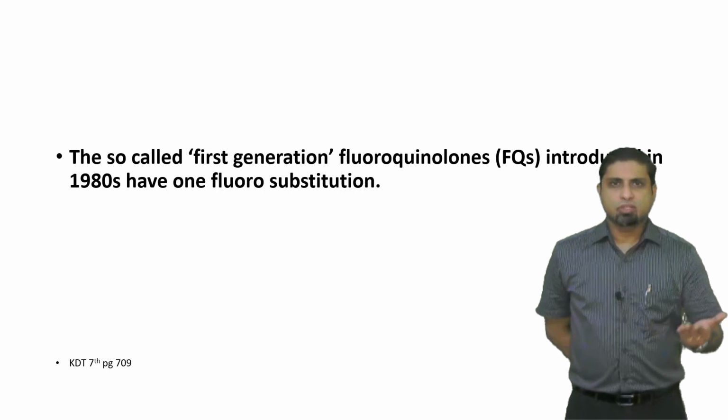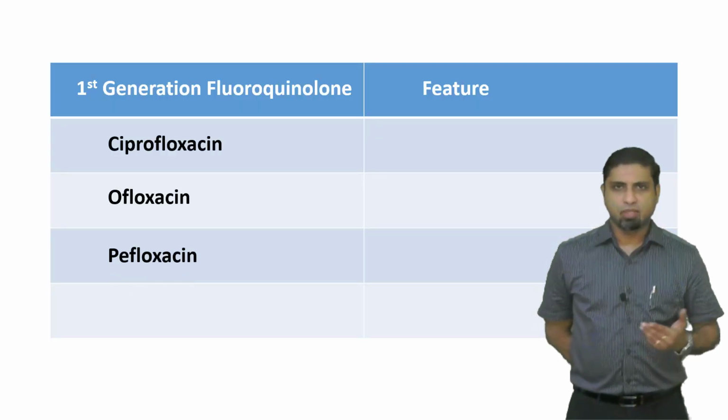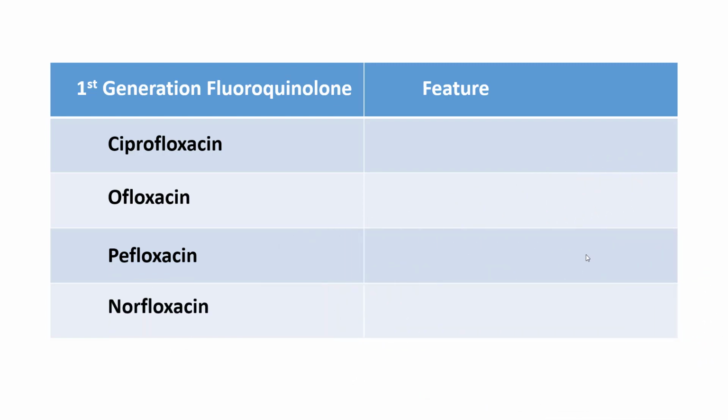The first generation fluoroquinolones were introduced in the 1980s. They included ciprofloxacin, ofloxacin, pefloxacin, and norfloxacin. Ciprofloxacin is the prototypical drug in this group. Pefloxacin is safe in renal failure, and norfloxacin is the fluoroquinolone with the lowest bioavailability.